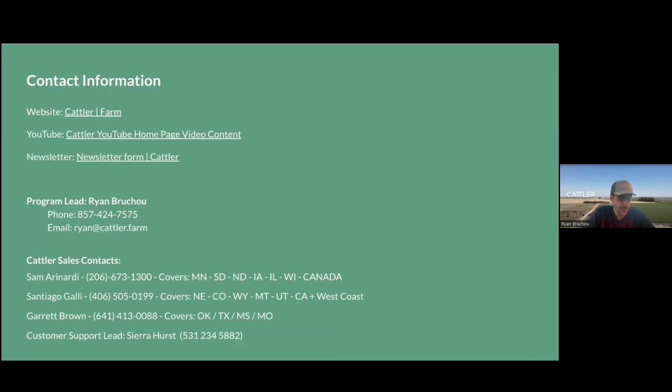But in order to summarize the meetup that we're having right now and not go too long, these are some of our sales contacts. These are some of the team leaders of each of the different regions. We have Sam, Santiago, Garrett, and then our customer support lead as well, with a rotational phone on the customer support side. And we have a lot of information that we'd like to share.